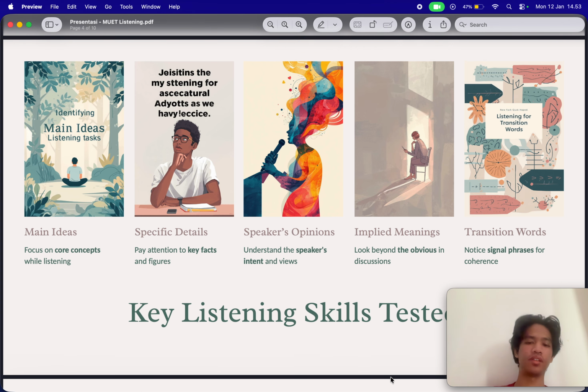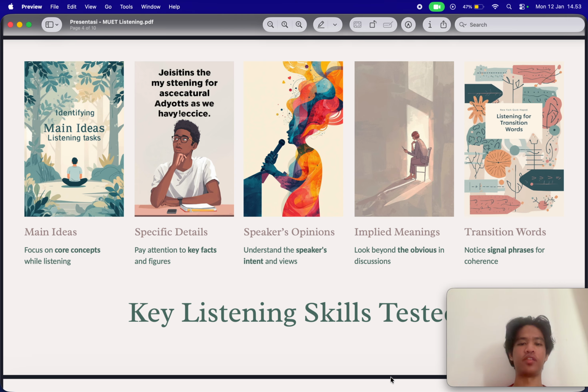Moving on, the MUET listening component assesses a variety of skills. First, you need to listen for the main idea of the conversation or lecture, which is the general message the speakers want to convey, and also to pick up specific details such as names, dates, examples, key points, or anything else.